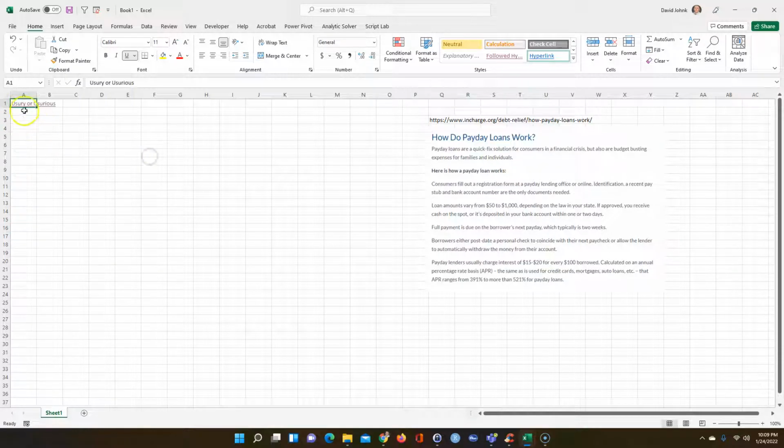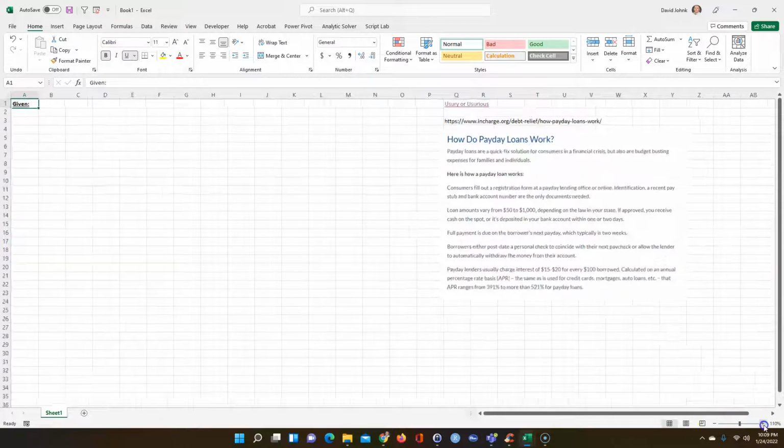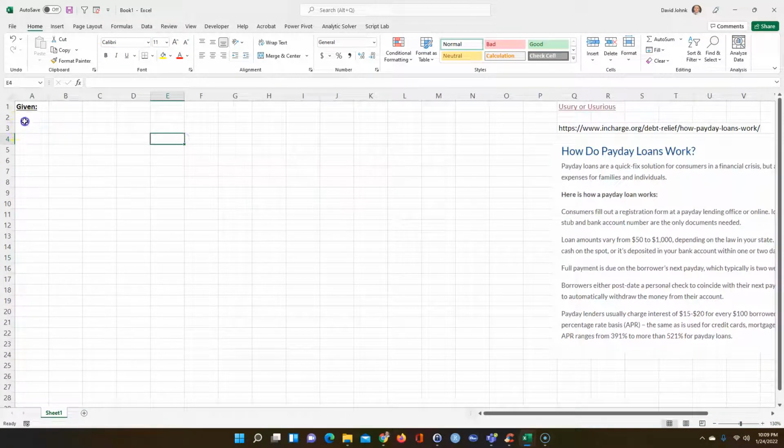So what I'd like to do is let's do an example and figure out what the actual interest rate is that you're paying. So we can say we're given, so we'll do a typical time value of money problem. And we'll give the number of periods, the rate, the present value, the payment, and the future value. So this is a typical time value of money problem.